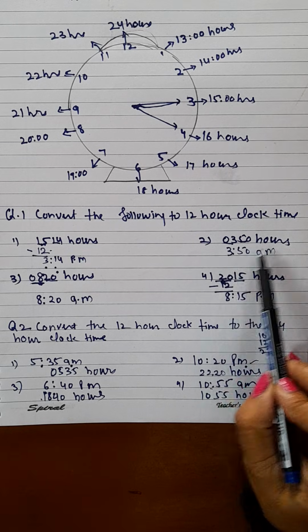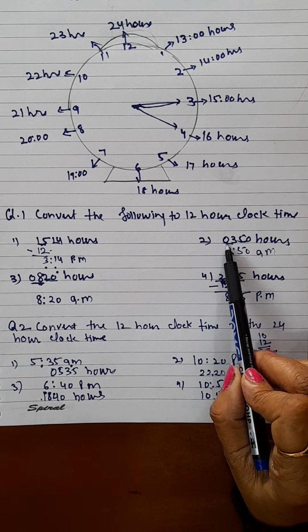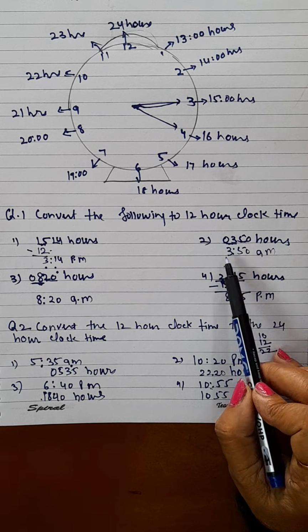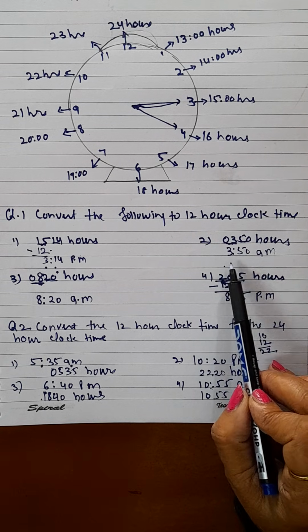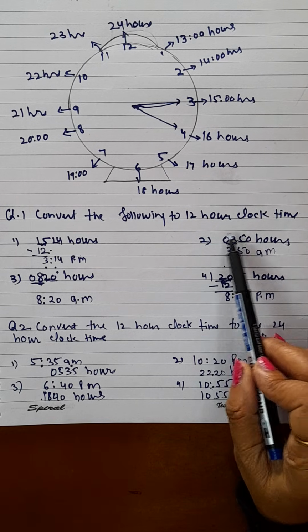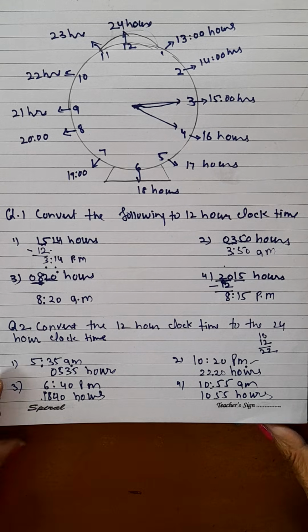Now the second part of the question, 0350 hours. The hours are less than 12, so we will not subtract. We will only separate hours and minutes by a colon, and we will represent the time in AM, because these hours are less than 12. This is the time before midday.